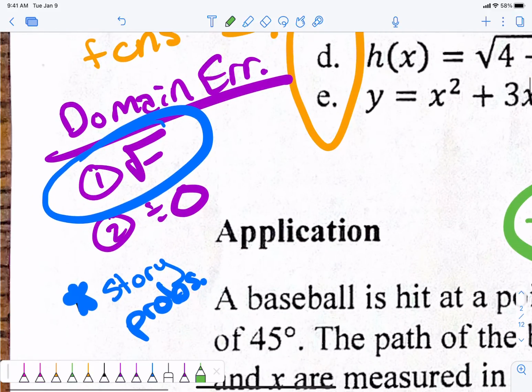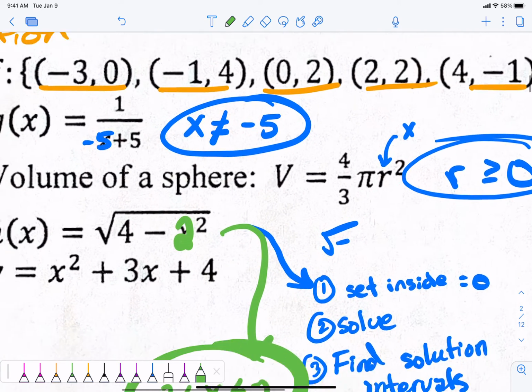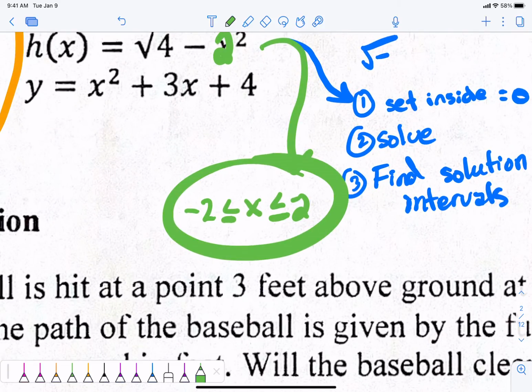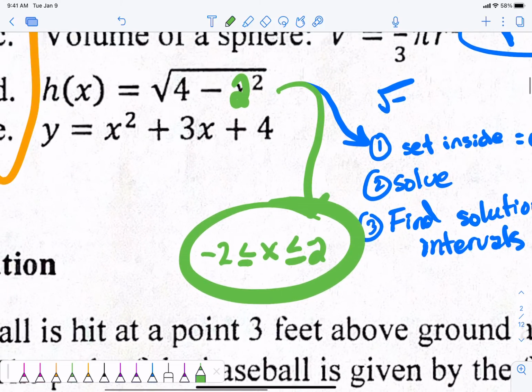This one is a hard domain error. This one is kind of an easy domain error. When you're dividing by 0, it's easy to just look at that number and say x can't be 5. Versus this one, you have to think a little bit harder and do a little more work. So x can only be between negative 2 and 2.